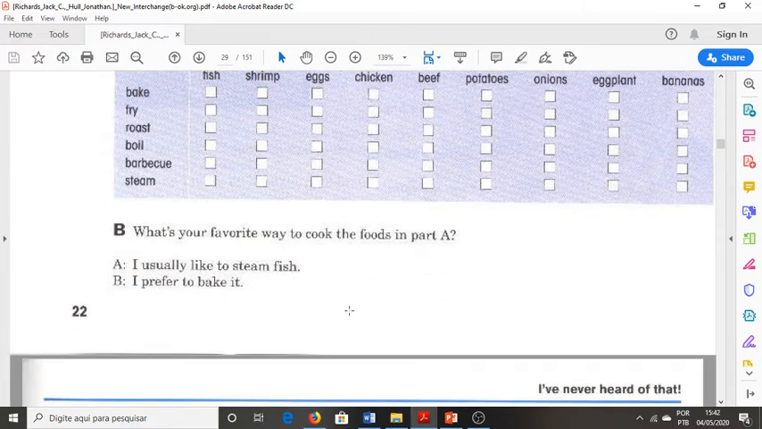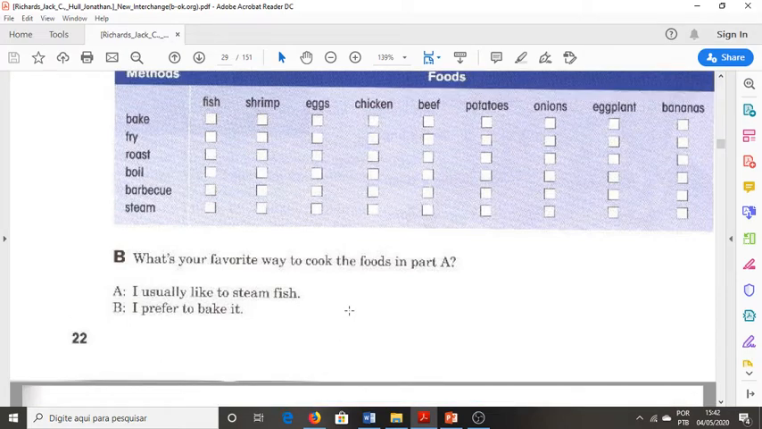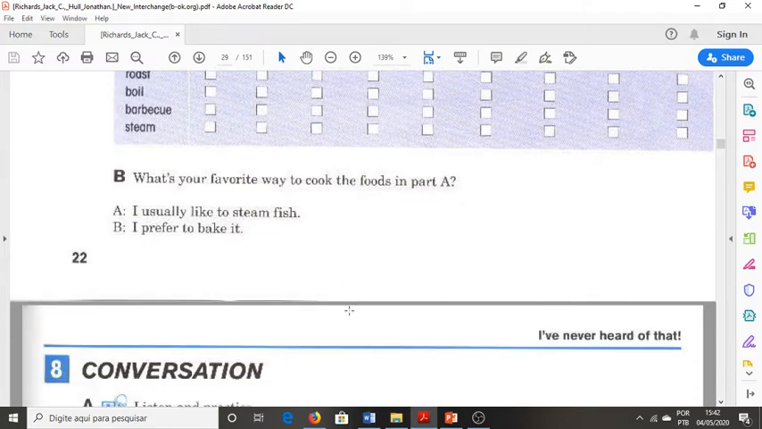And then after studying this vocabulary, bake, fry, roast, boil, barbecue, steam, and all of the types of food, they're going to talk about it. They're going to talk about their preferences. If you prefer, let's suppose, baked fish or fried fish or boiled, if it's possible. No, it's not possible. Well, anyway, then they're going to talk about their preferences and also if some things are possible.